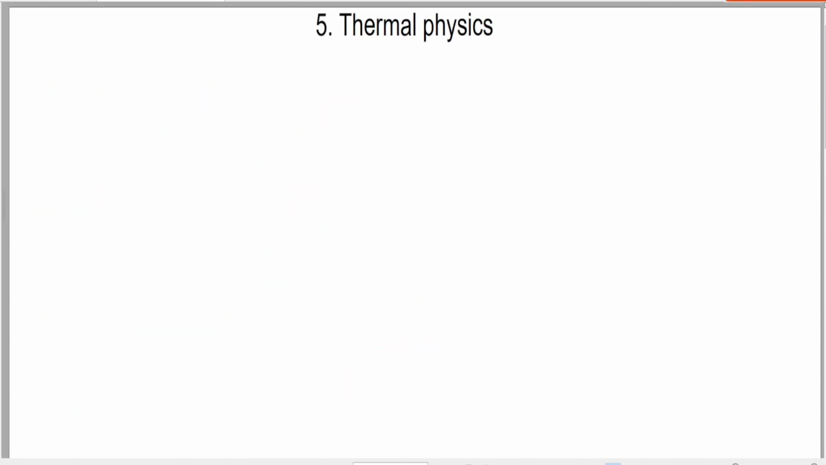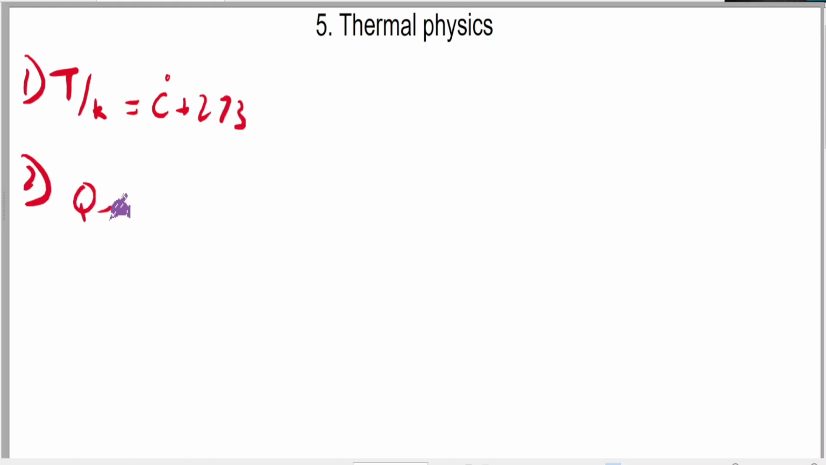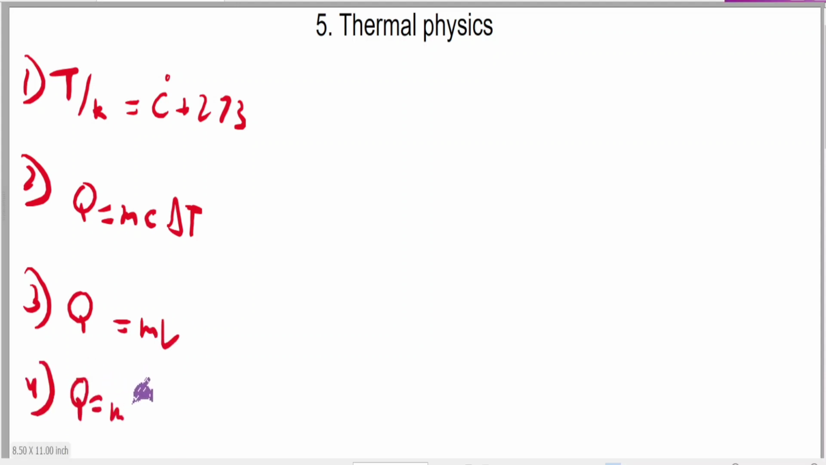Now comes thermal physics. Temperature in Kelvin equals temperature in Celsius plus 273. Q equals m c delta T, where Q is the energy, m is the mass, c is specific heat capacity, and delta T is the change in temperature. Q equals m L, where L is specific latent heat of fusion. Q equals m L v, where L v is the latent heat of vaporization.